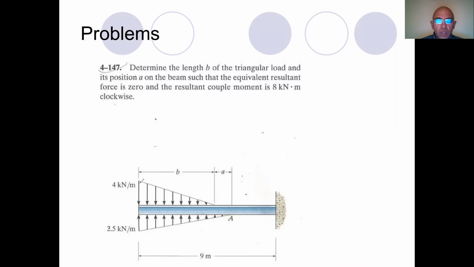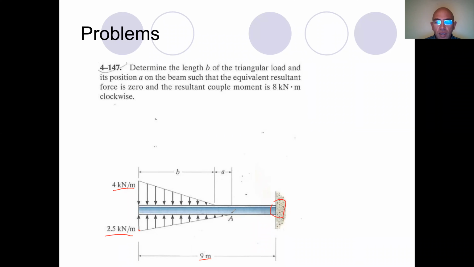Okay, so now we have two loads. One is 4 kilonewtons per meter at the peak point, and the other one is 2.5 kilonewtons per meter at the peak point, at this location. It is acting on a beam connected to a wall. It's fixed to the wall. On the other hand, the length of the beam is given as 9 meters.